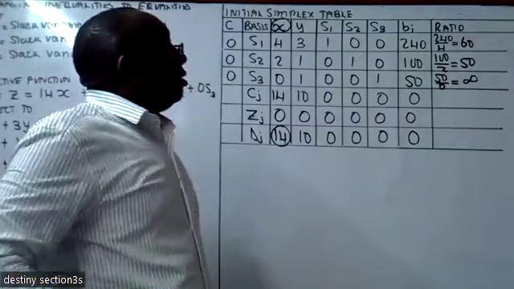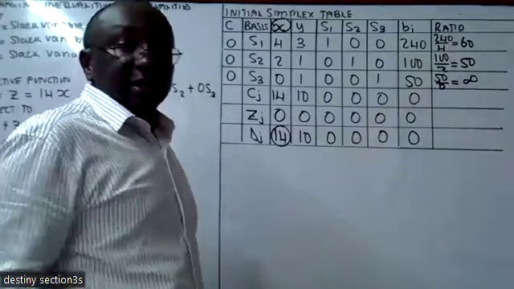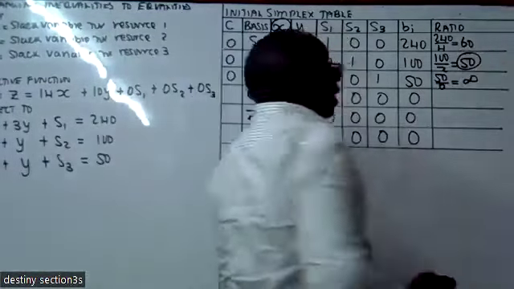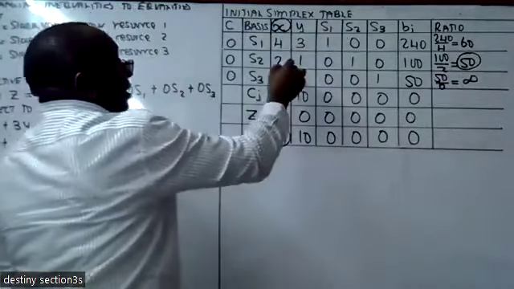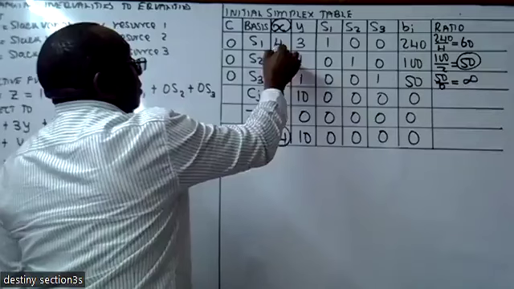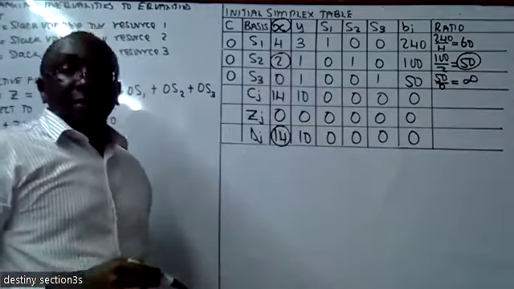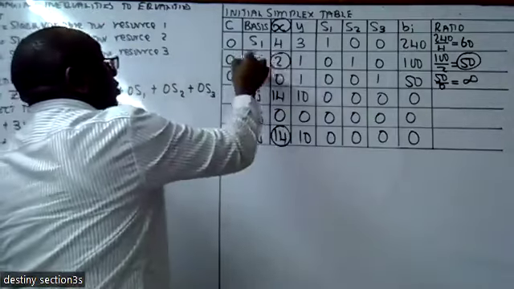So now, I told you you pick the smallest. So the smallest of these is this one. And that becomes our key row. Where that key row meets the key column, this one is called the key element. Na hii nayo tukasema is called the outgoing.